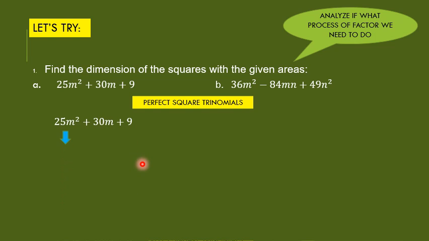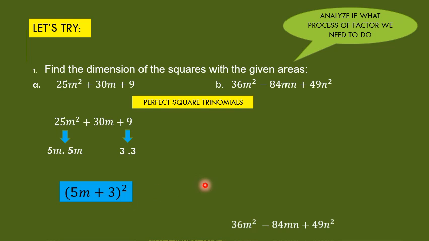Let's go on. Find the factor for 25m squared. We have 5m times 5m, and 9 is 3 times 3. And the answer is 5m plus 3 squared, or we can write it as 5m plus 3 times another 5m plus 3. So that is the same. Next, 36m squared minus 84mn plus 49n squared.